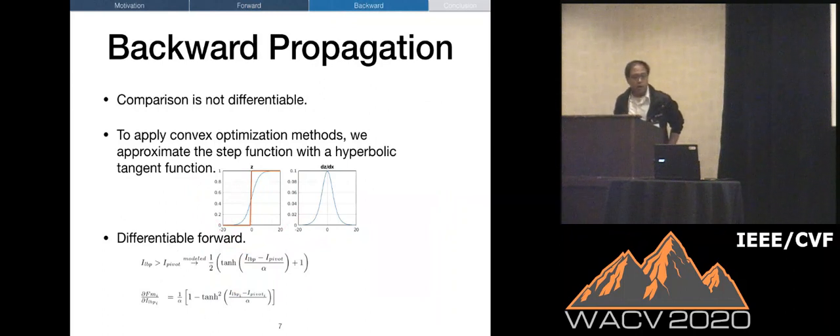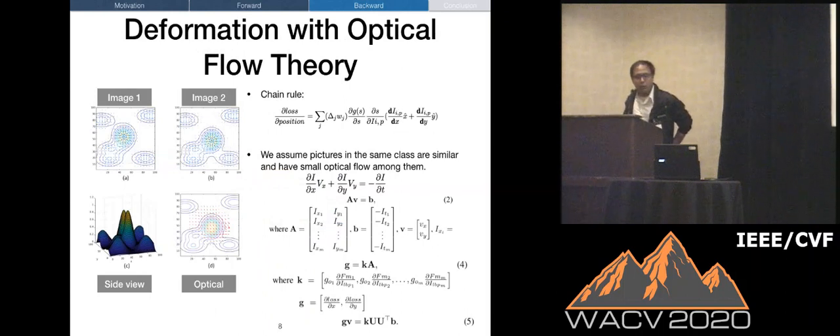How to train it? To use a convex optimization method, we need to turn everything into differentiable form. We borrow the same idea from the straight-through estimator, which is to use a hyperbolic tangent function. And then we apply the calculus chain rule to get the gradient with regard to the sampling position. Of course, it can work, but the best method to understand how it works is to go through optical flow theory. I will explain those equations at our poster. Please come to us if you are interested in this part.